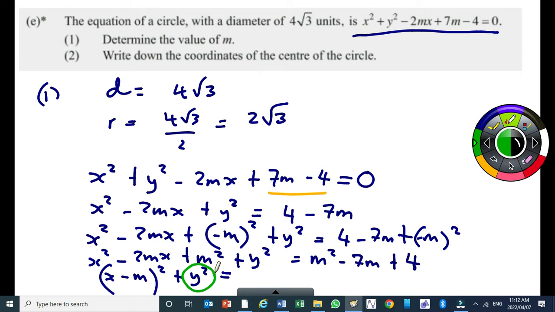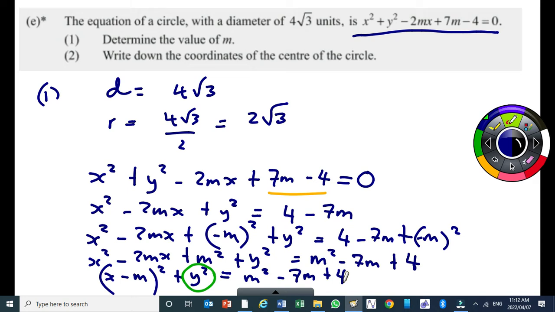Okay, we can write this y squared as y minus 0 all squared, but we are not going to do that. So all you have to do is write this, it's equal to m squared minus 7m plus 4. What are we supposed to find? We are supposed to find the value of what? Of m. But this expression m squared minus 7m plus 4, it's equal to r squared.